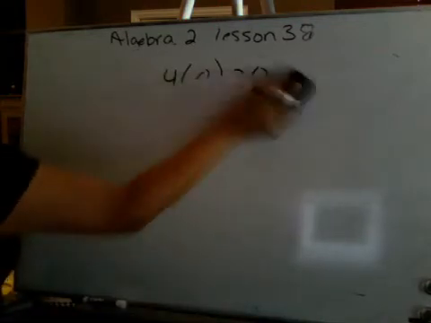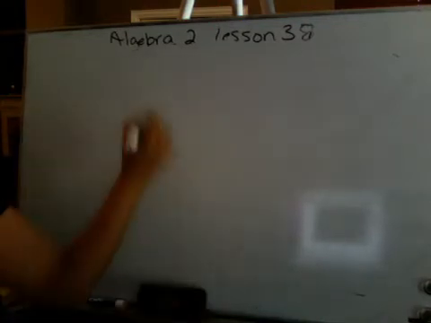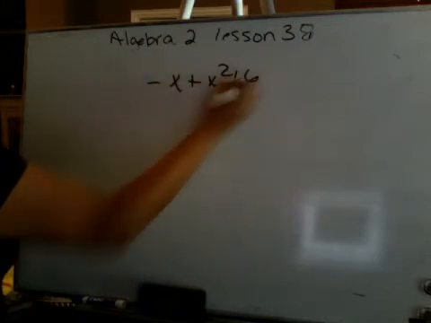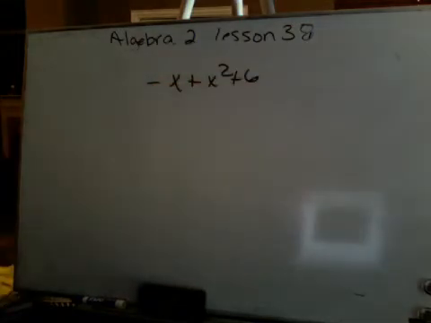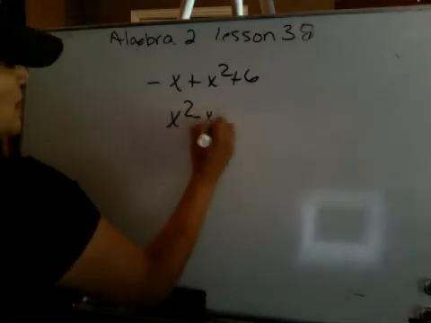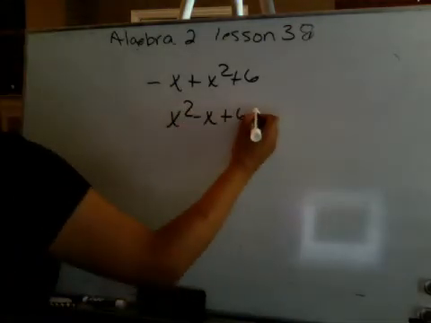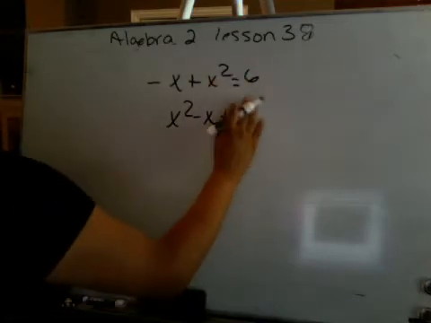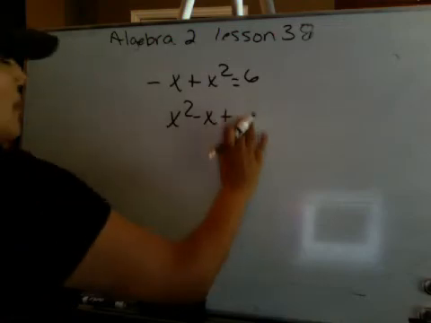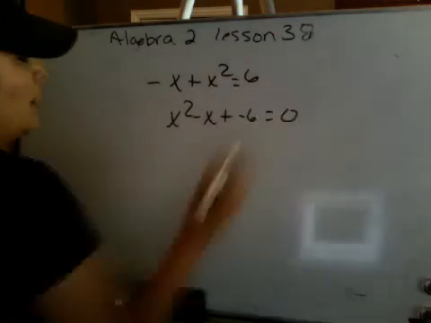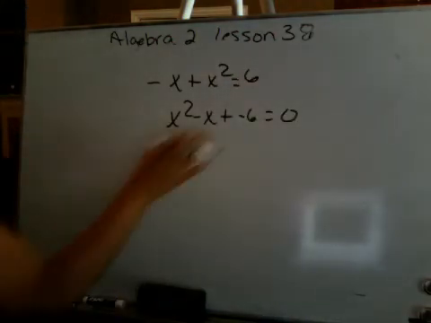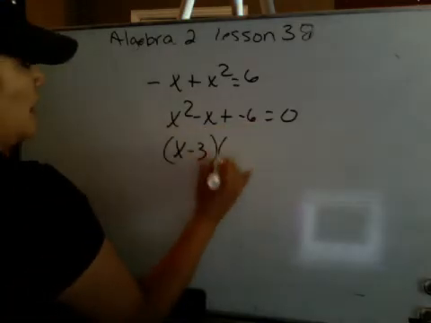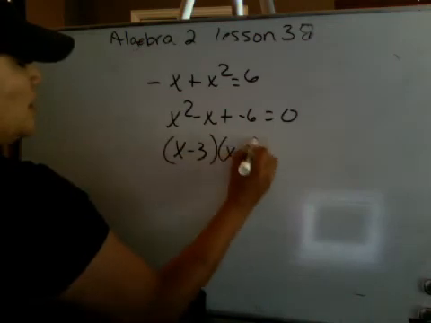Okay? Why do we need this? Well, this helps us when we factor and we're solving. So we've got negative x plus x squared plus 6. We want to solve for x. Well, first thing I'm going to put in order: x squared minus x plus 6. We said, equals 6. So I'm moving the 6 over and setting it equal to 0. Then I'm going to factor: x minus 3 times x plus 2.